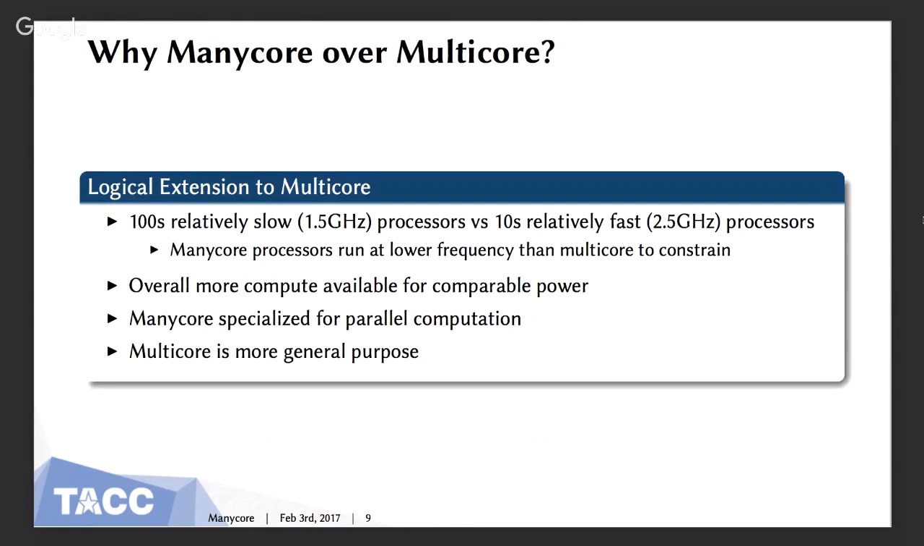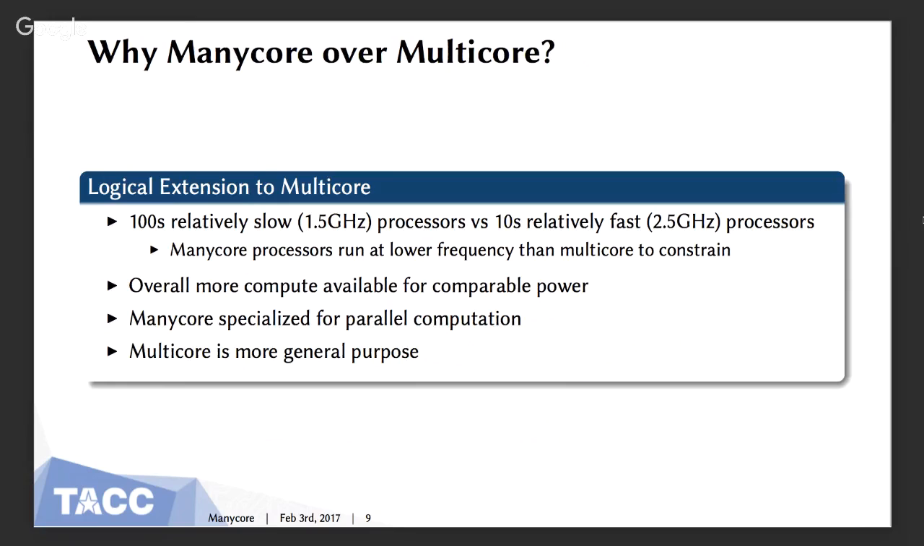So why many-core over multi-core? Many-core is just a logical extension to multi-core. Like I said, there's no hard and fast distinction, but many-core generally means hundreds of relatively slow, maybe 1.5 gigahertz processors versus tens of relatively fast 2.5 to 3 gigahertz processors. Overall, once you add all of this up, the number of cores and everything, what you get is more compute power available while maintaining the same amount of energy requirements for the processor to run.